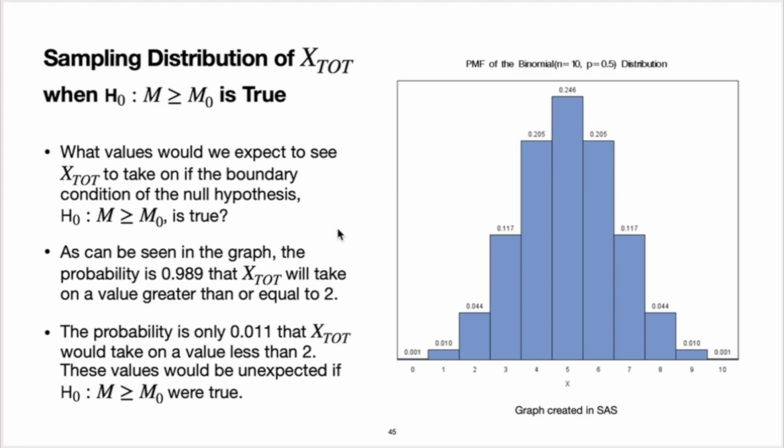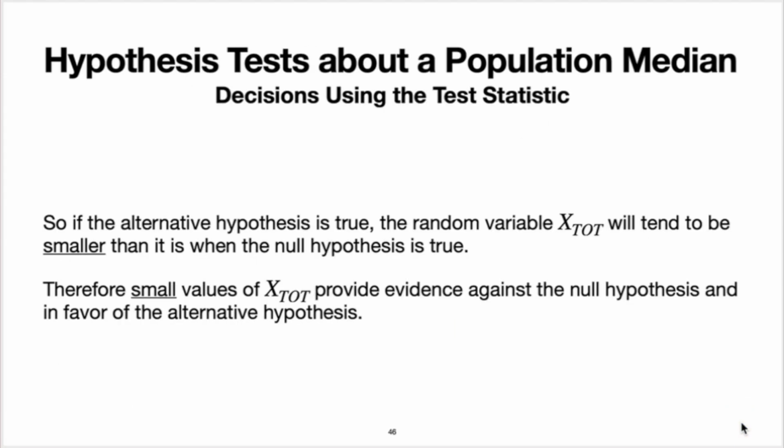So if the null hypothesis is true, the probability that X tote takes on a value greater than or equal to 2 is at least 0.989. And so it would be very, very unlikely to observe a value of X tote of either 1 or 0. In fact, that probability is at most 0.011. So we can conclude that if the alternative hypothesis is true, the random variable X tote will tend to be smaller than it is when the null hypothesis is true. Therefore, small values of X tote provide evidence against the null hypothesis and in favor of the alternative hypothesis.